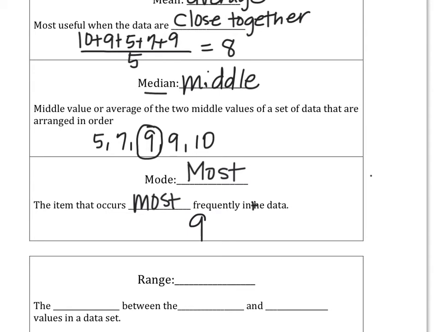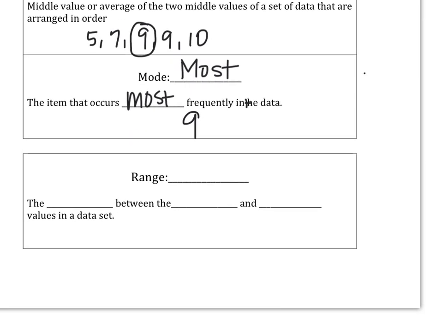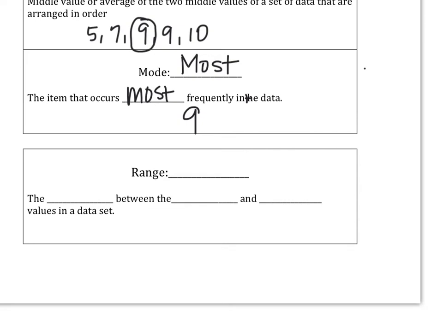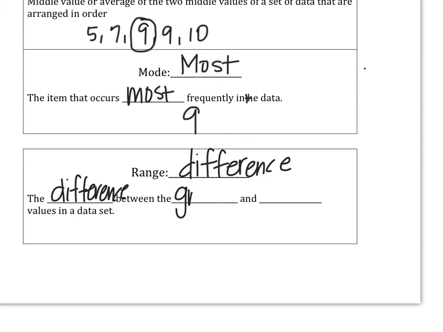And now the range is our next thing that we're finding. The way that we remember the range is it's the difference. I'll show you what I mean by that. It is the difference between the greatest and the least values in the data set.